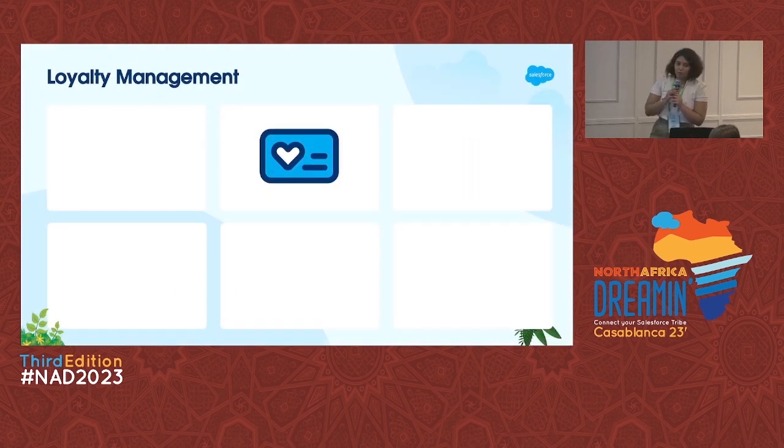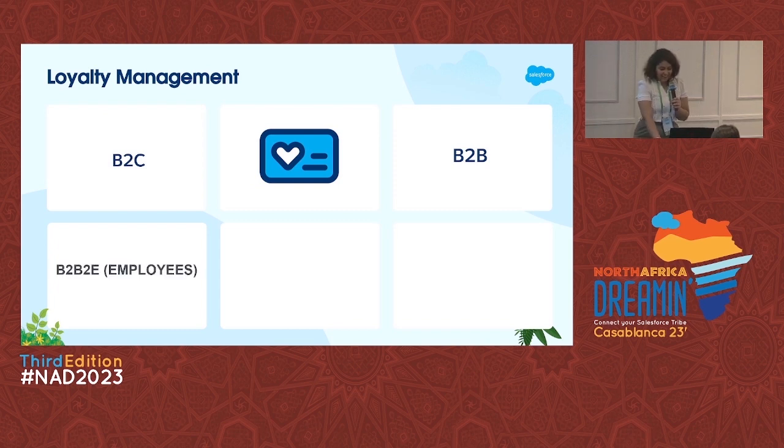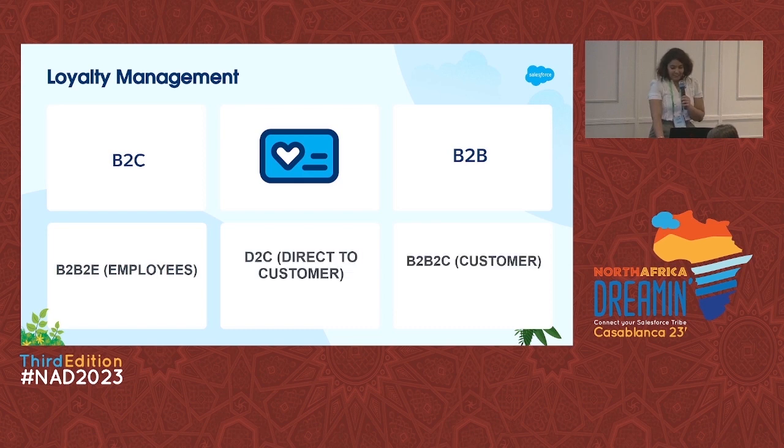So we can build loyalty projects for B2B and B2C projects, and also B2B2E, D2C, and B2B2C. Do you have any idea of what B2B2E, D2C, and B2B2C are? Okay, and what about the other three that are left?